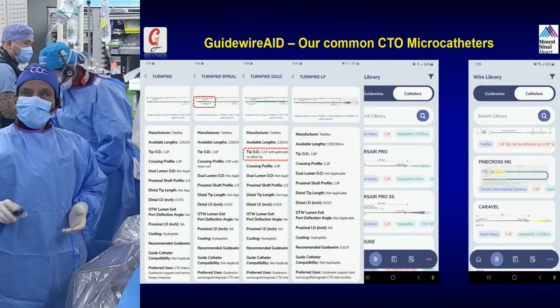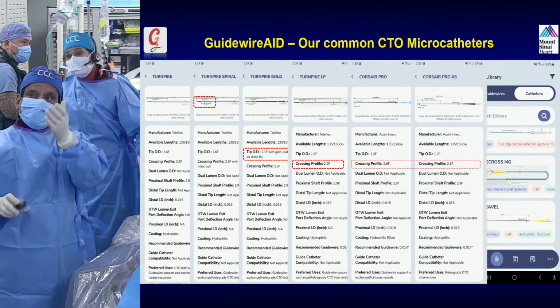I think we can start. Various Turnpikes. Yeah, let's start. Turnpike actually has a big series.